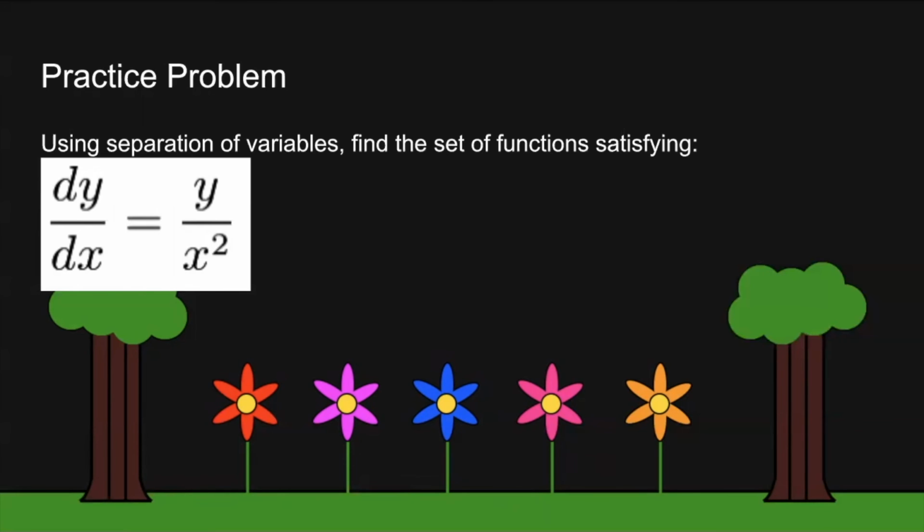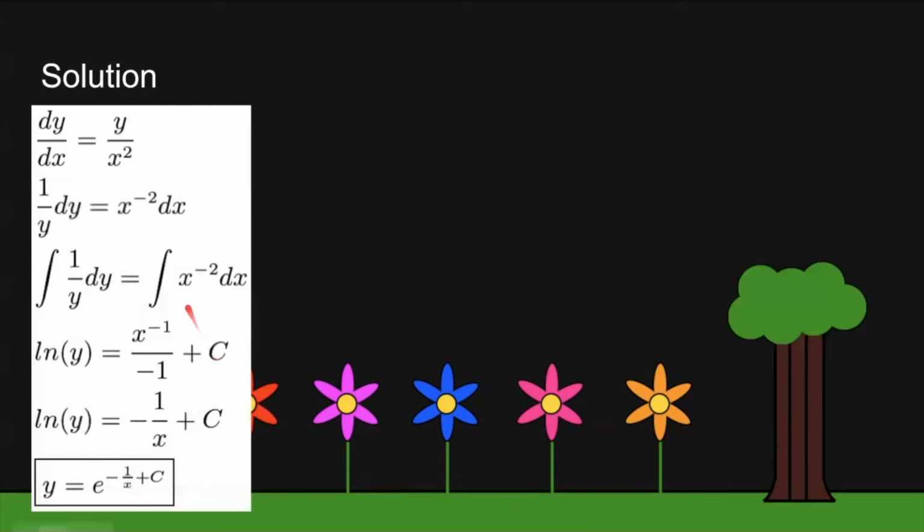Here is the solution. So move all the dy's and y's to one side, all the dx's and x's to the other side. So you can do that by multiplying both sides by dx and dividing both sides by y. So on the left side, you get 1 over y times dy. On the right side, you have 1 over x squared, which is just x to the power of negative 2.